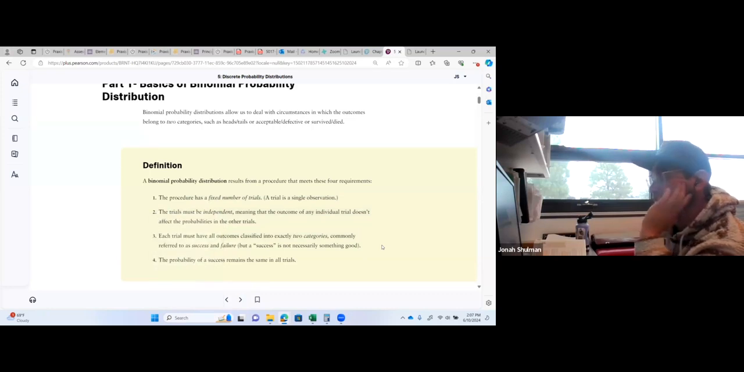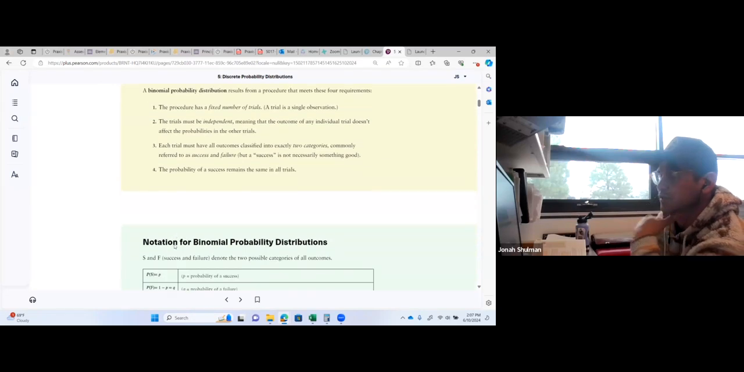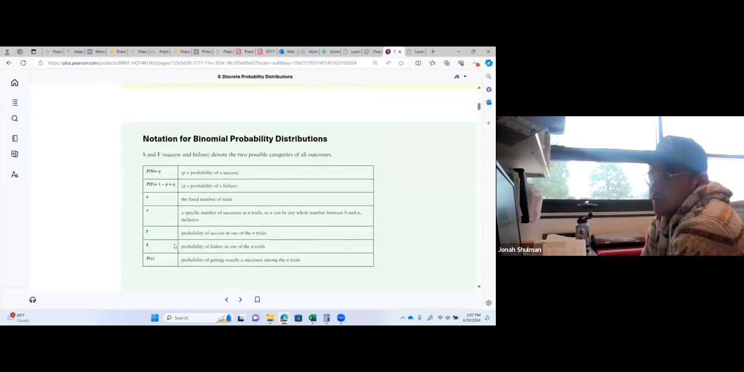We've got a positive value or negative. This was a significant study or not significant. And the probability of success doesn't change, right? So if it's going to be 99% accuracy, we need 99% for every one of the trials. That's what it means. So we've got some notation.